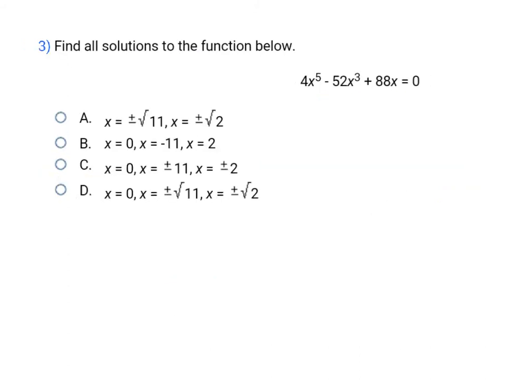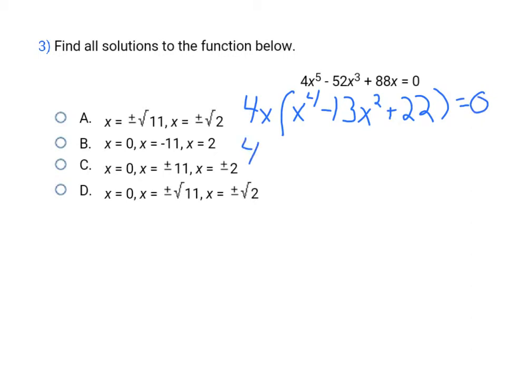Okay, here I'm going to find that greatest common factor first. And I can factor out a 4x from every term. 4 divided by 4 is 1. And then x to the 5th, I pull out an x and I'm left with x to the 4th. I don't have to write that one. 52 divided by 4 is 13. And then I had an x cubed, I pulled out an x, so I'm left with an x squared. And then 88 divided by 4 is 22. It had one x, but I pulled it out, so I don't have any left.